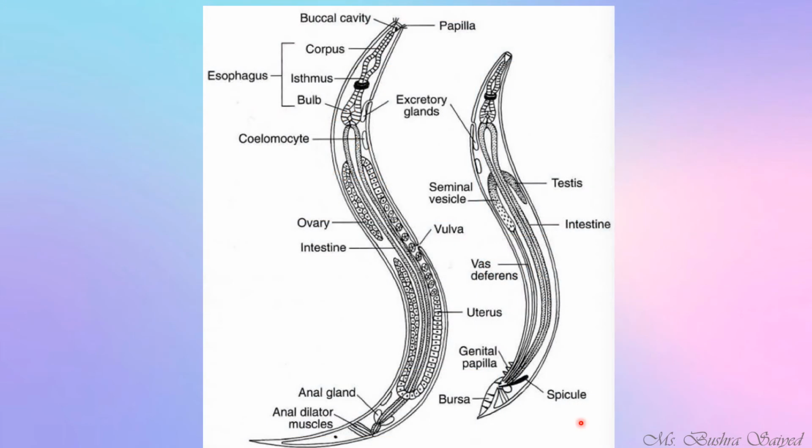So this is again the female and the male. You can easily distinguish them. The mouth with the labia, the sensory papillae have been clearly shown. The digestive tract, the reproductive tract, the ovary. Then here is the genital papilla, the reproductive tract of the male, the digestive tract. Everything is clearly visible in the diagram. So you can see what the anatomy of an Ascaris is.